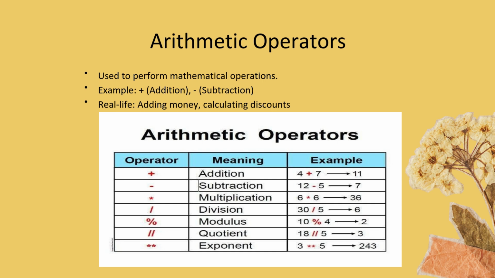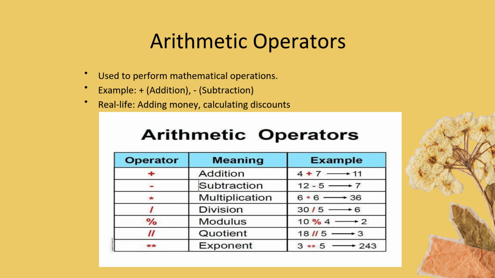Let's now dive into the first and most familiar type of operators, arithmetic operators. Just like we use arithmetic in our daily life to count money, calculate time, or measure ingredients, Python uses arithmetic operators to perform basic mathematical operations. These include plus for addition, minus for subtraction, asterisk for multiplication, slash for division, double slash for floor division, modulus for remainder, and double asterisk for exponentiation. Let's understand what each of these does.